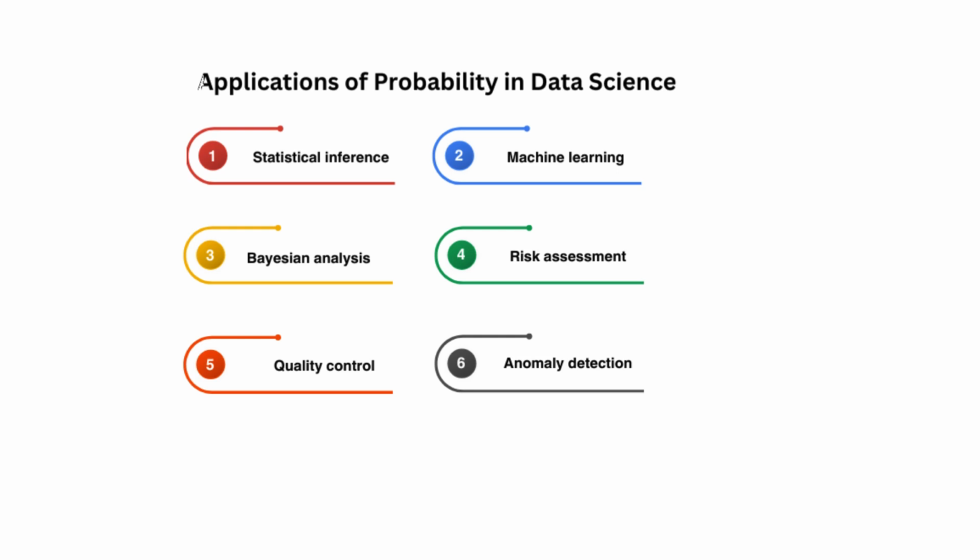Now we will see different applications of probability in data science, such as in machine learning, risk assessment, anomaly detection. So these are used for critical tasks.